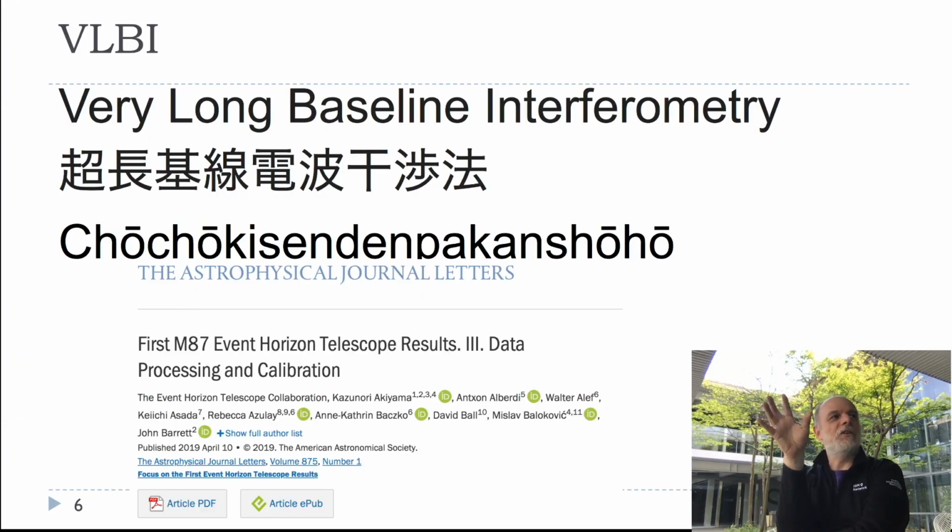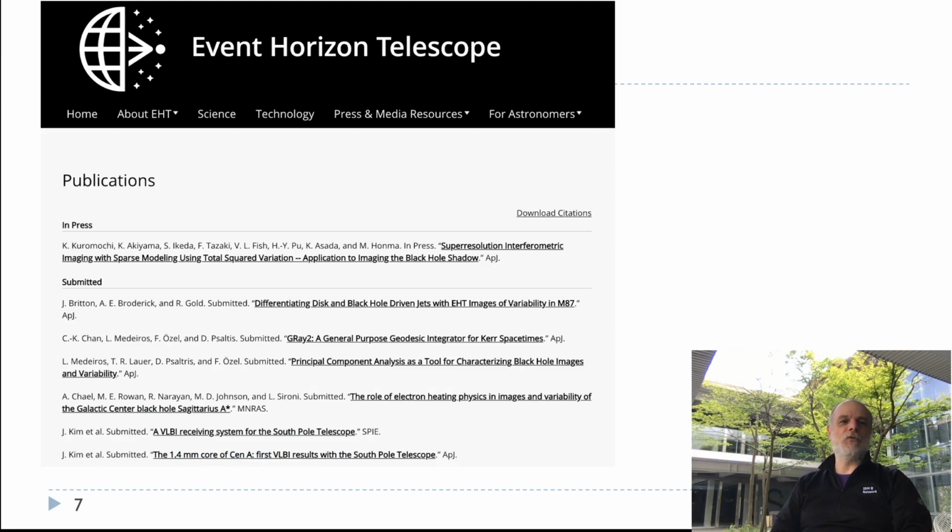The overall technique that they're using to create this image is what's called Chōchōkisen Denpa Kanshōhō. Sorry, let me say that again. Chōchōkisen Denpa Kanshōhō. There we go. Very long baseline interferometry. Very long baseline interferometry is the technique where they match the timing of those signals and bring them all together to form one complete signal. The Event Horizon team has published a series of papers describing this. They are available on the web. You can look them up.